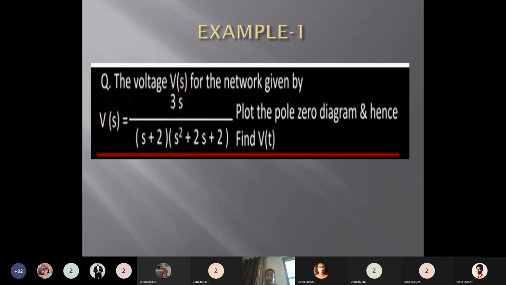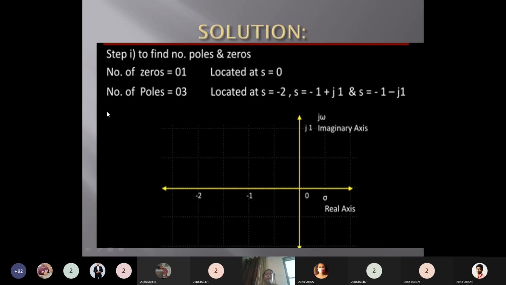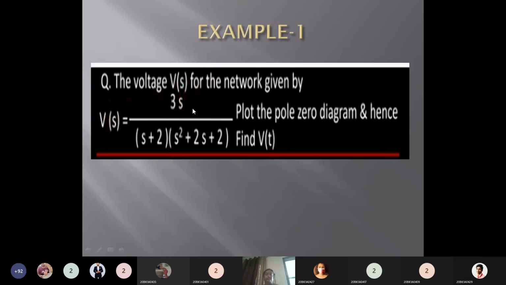Yes, ma'am. Okay, please all of you note down this problem. Then go for this. To find the number of poles and zeros, I'll just explain this particular concept. I'll explain the pole-zero concept with different examples later, but I'm going directly to this problem. In the numerator, this is the numerator, and this one is the denominator.